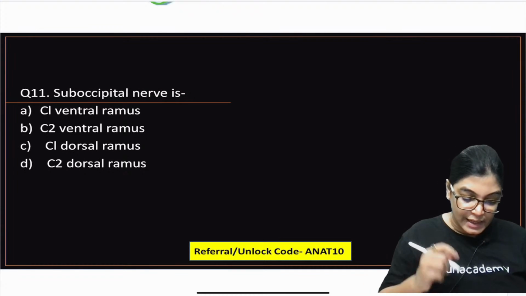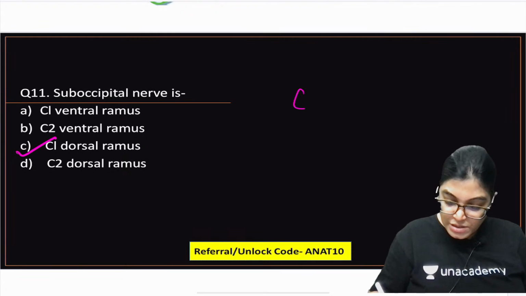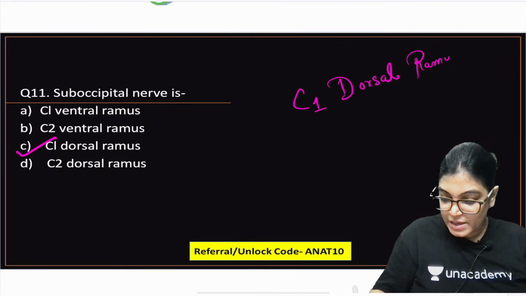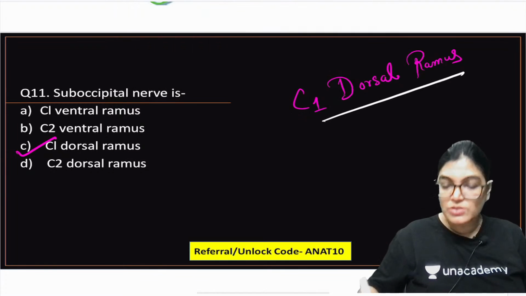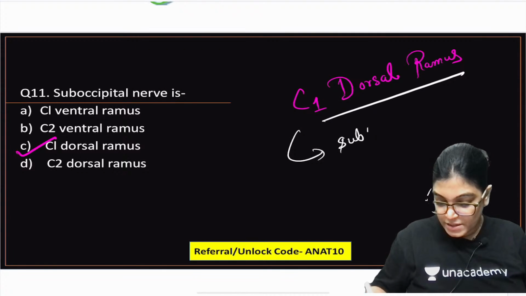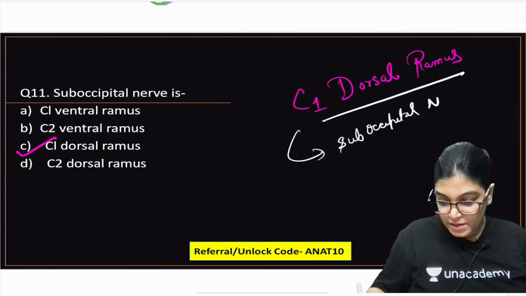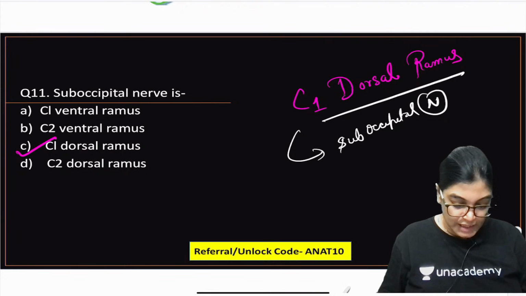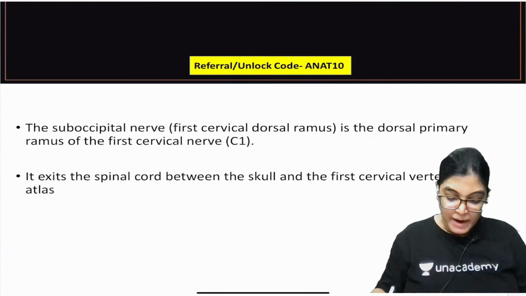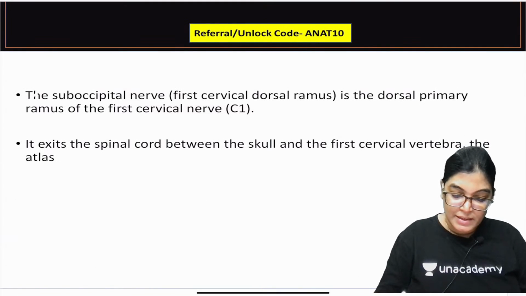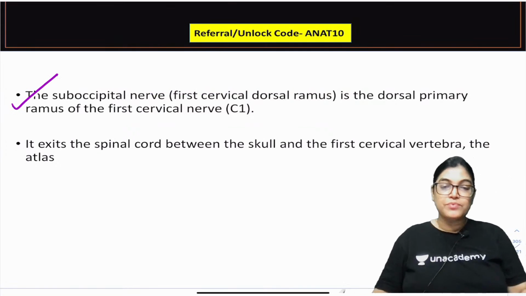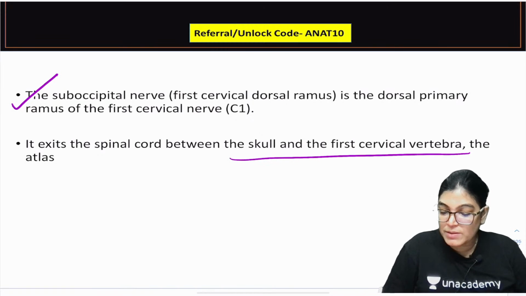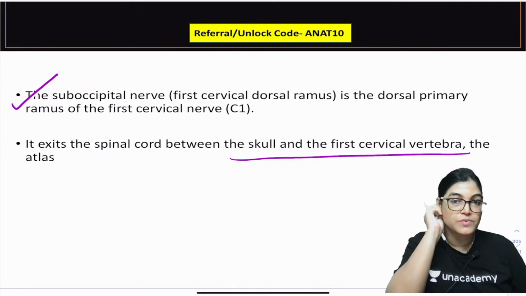So actually the correct answer, question number 11, is C1 dorsal ramus. The dorsal ramus of the first cervical nerve is called the suboccipital nerve. Okay, so my dear students, I have written it here, don't worry. Suboccipital nerve is the first cervical nerve, dorsal ramus, and it passes exactly between the skull and the first cervical vertebra, and it supplies the muscles of the suboccipital region.